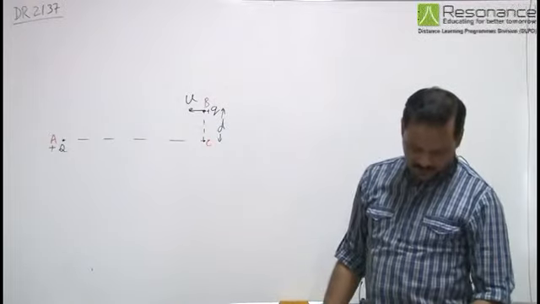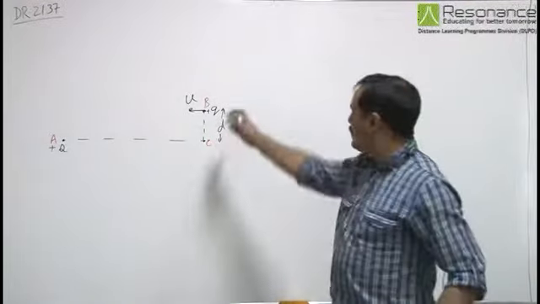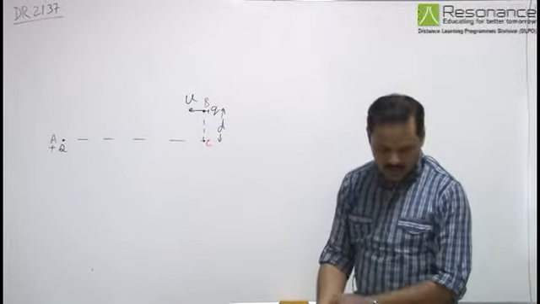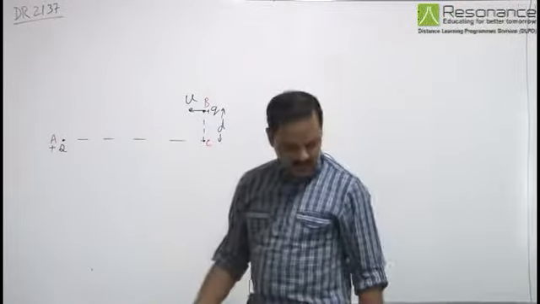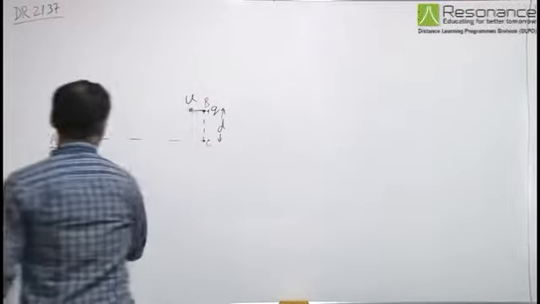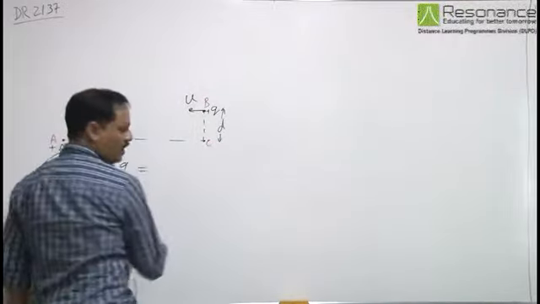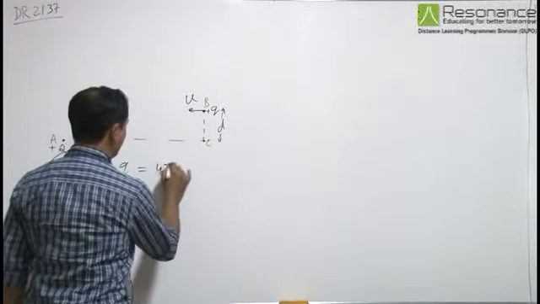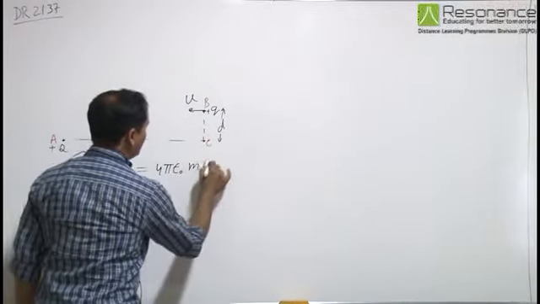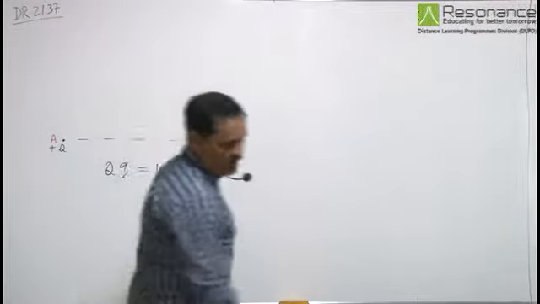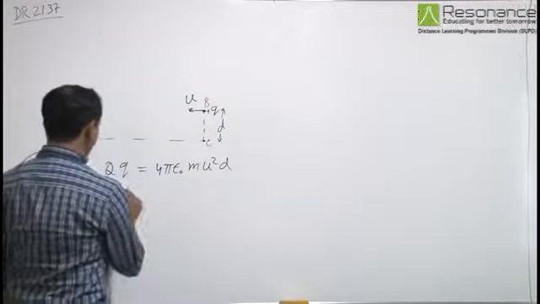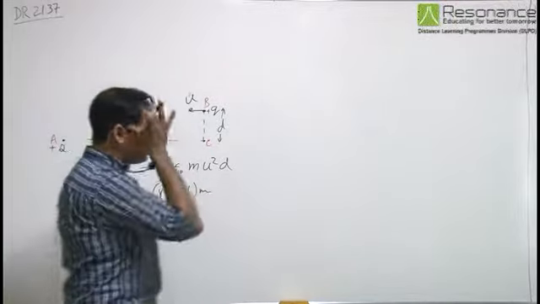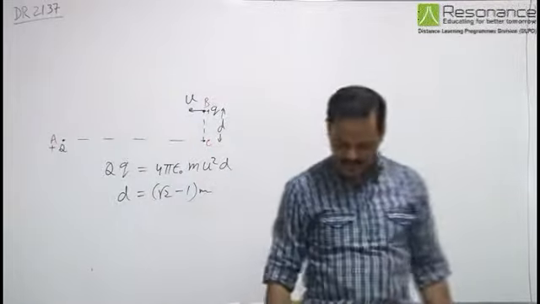Now we need to find the minimum distance between this plus Q, small q, and plus capital Q during the motion. Some values are given. Capital Q into small q is equal to 4 pi epsilon naught m u square d, and d is given to be root 2 minus 1 meter. These are the values given.